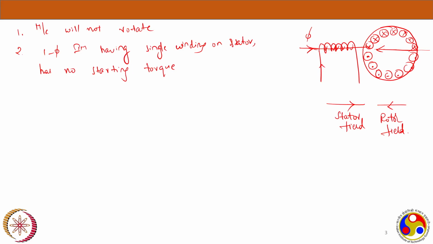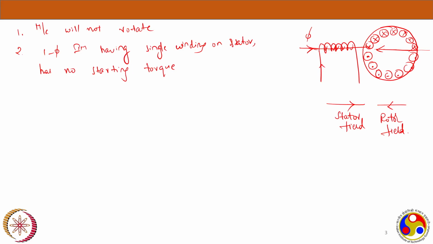So that's the remedy for this. That's the way you can achieve some starting torque for your particular motor. So the conclusion would be, whatever way you are trying to rotate a single phase induction machine, if I am able to give a starting torque to it, then there is no need to give the running torque.